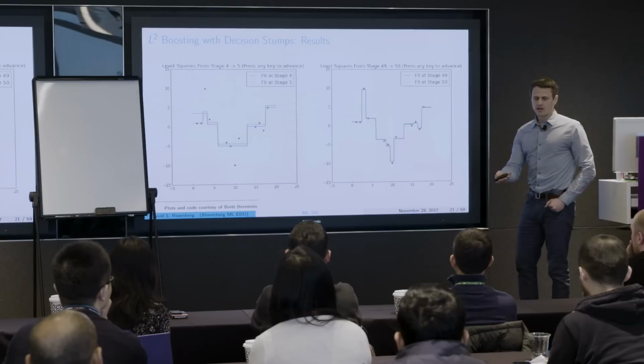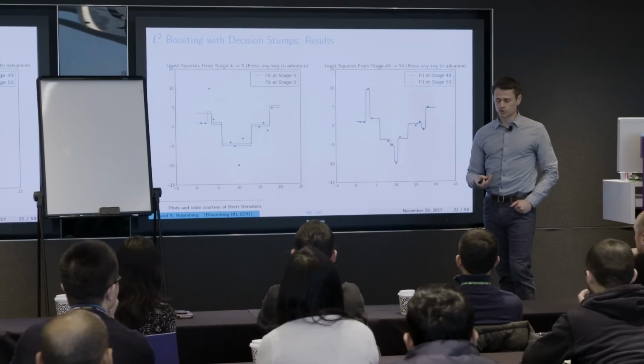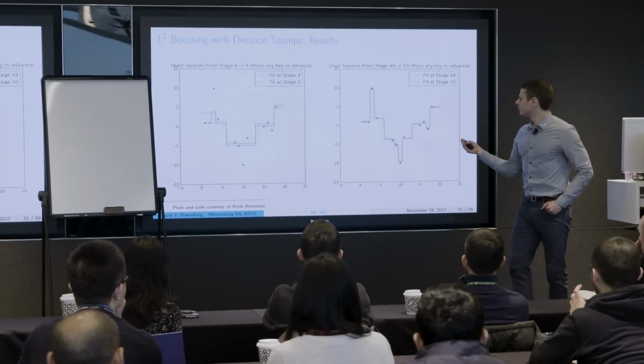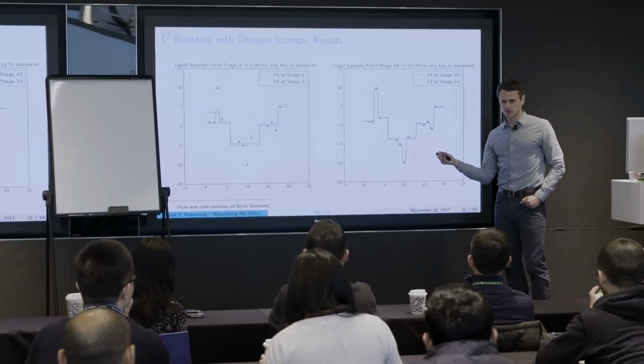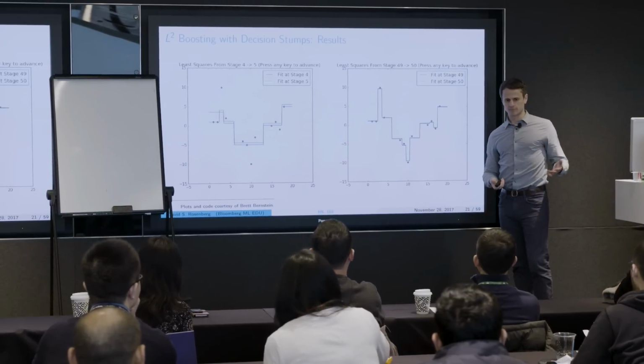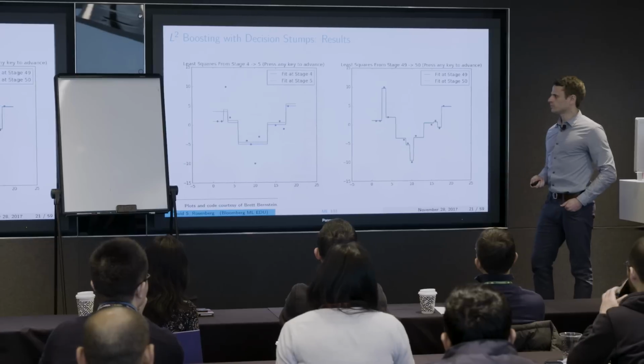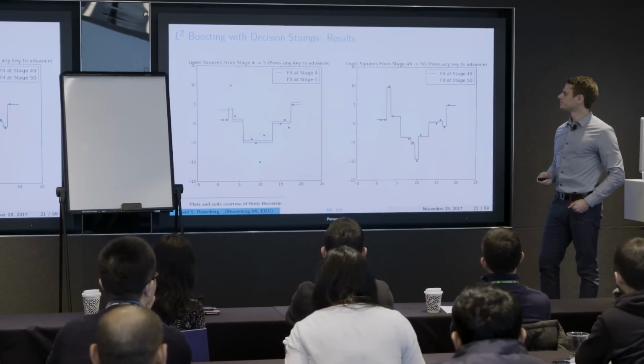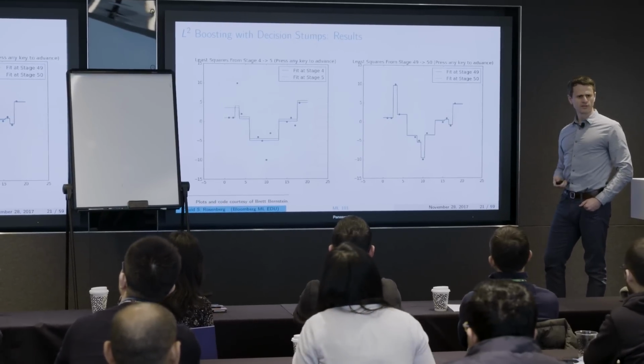So along the lines of capacity control to prevent overfitting, we could, for instance, after each stage, assess performance on a validation set, something like that. Or out of bag. We'll talk about that later. All right, any questions?